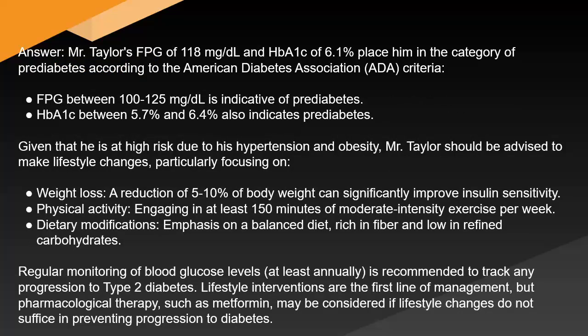Answer: Mr. Taylor's FPG of 118 mg/dL and an HbA1c of 6.1% place him in the category of prediabetes according to the American Diabetes Association (ADA) criteria. FPG between 100 and 125 mg/dL is indicative of prediabetes. HbA1c between 5.7% and 6.4% also indicates prediabetes.